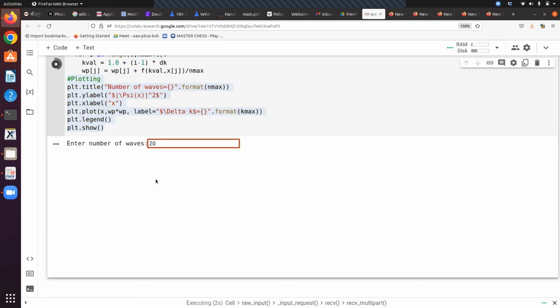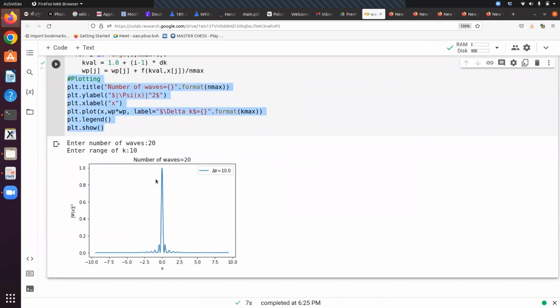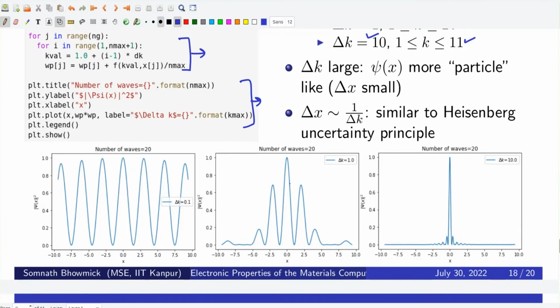Number of waves equal to 20 and the range of k equal to 10. And this is how the wave packet looks like. Analyzing the output, we find that psi of x for small delta k is wave-like. For example, see the plot of psi x for delta k equal to 0.1.